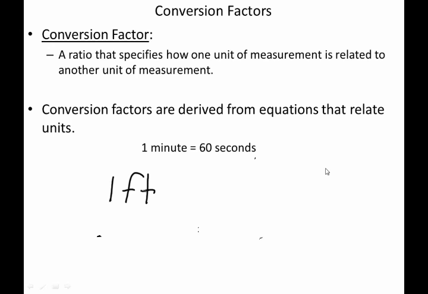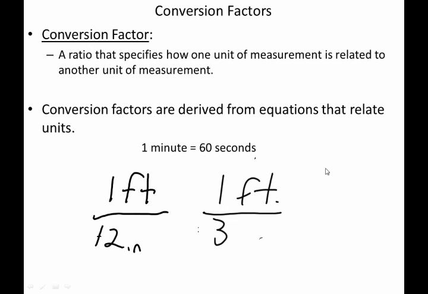1 foot. Well, what is 1 foot equal to? Well, you could say 12 inches. That's one thing it's equal to. You can make another conversion factor. 1 foot is 3 yards, right? And the reciprocal of both of these are valid. So these are all conversion factors.